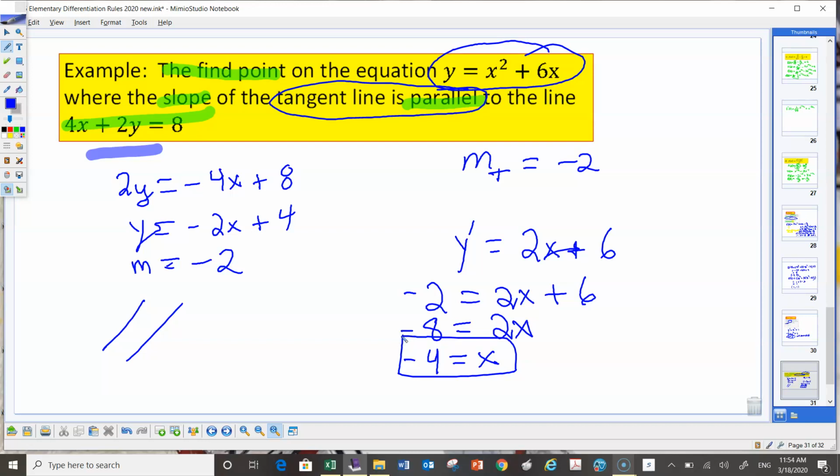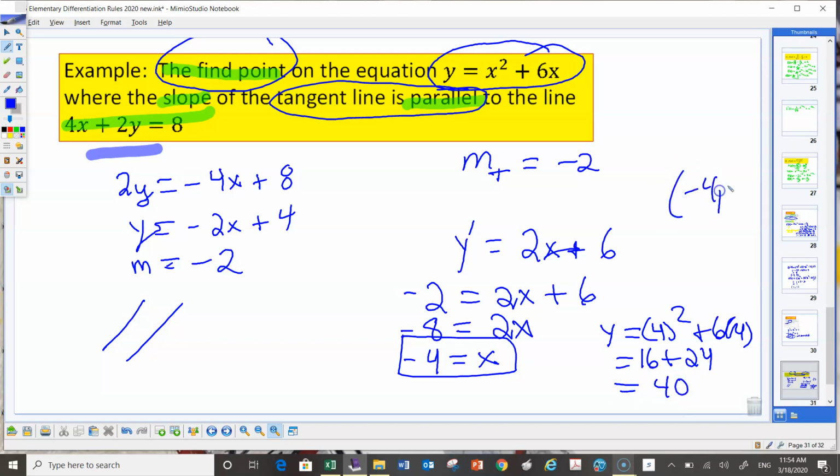Now I don't just want the x-coordinate, it says find the point. So to find the y-coordinate, I just plug -4 into the original equation. So it's going to be -4 squared plus 6 times -4, which is 16 minus 24, which is equal to -8. So therefore my point is going to be -4 and -8.